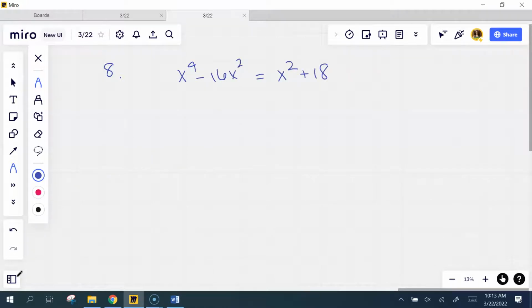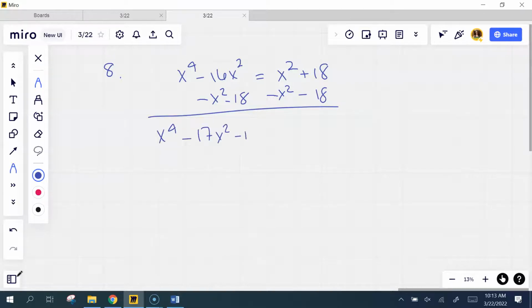I'm going to get everything on the same side, so I'm going to move these 2 to keep my leading coefficient positive. So I have x to the 4th minus 17x squared minus 18. I have an even half constant, and my leading coefficient is 1, so I can shortcut it. What multiplies to negative 18 but adds to negative 17? 18 and 1. So negative 18 and positive 1.